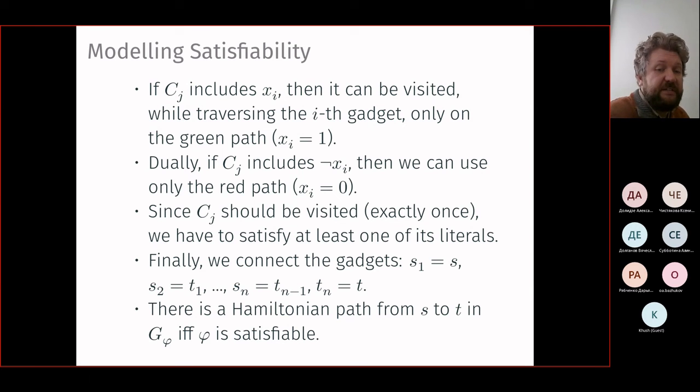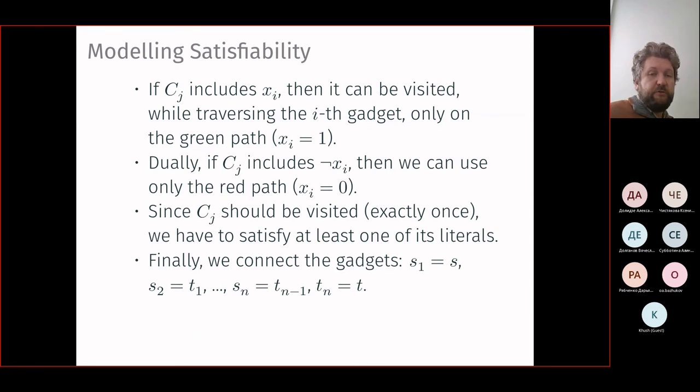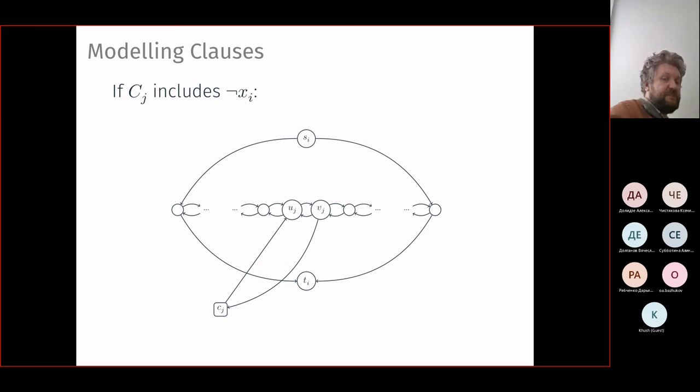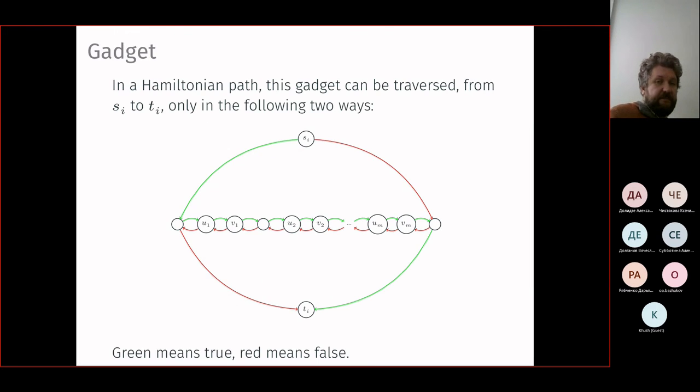And there is a Hamiltonian path from S to T in this graph if and only if phi is satisfiable. Indeed, suppose phi is satisfiable, so there's a satisfying assignment. Then what do we do? First, we do not think about these Cjs. We just think about this stack of our gadgets, right? So we have first, second, third, etc. Then we traverse them.